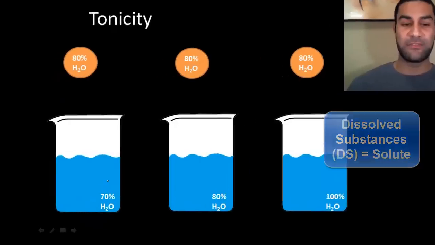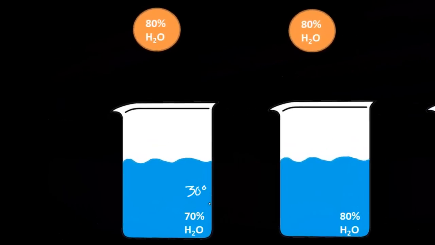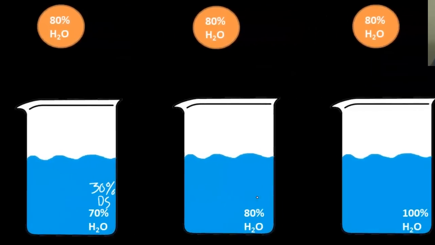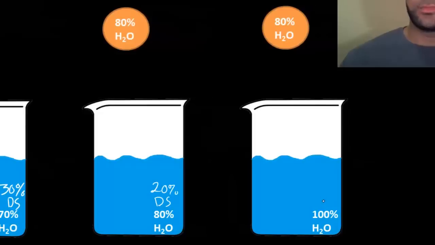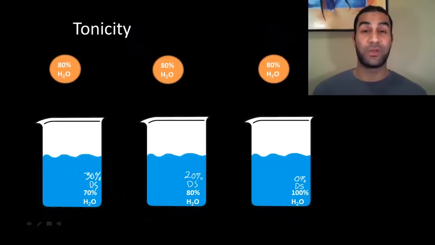So in this case, if it's 70% water, that means we have a 30% dissolved substance solution. Okay. The 80% water would then be a 20% dissolved substance solution, and then the 100% water would be a 0% dissolved substance solution. The one on the right is what we consider distilled water. That's what distilled water is. It's completely free of any other substances. So these are the three solutions that we're going to be working with here. So even though we're starting with the same cell, what's going to happen to the cell is going to change, all based on water movement. So let's take a look.